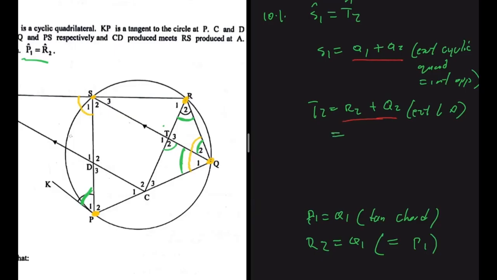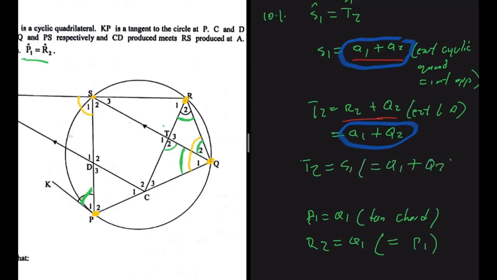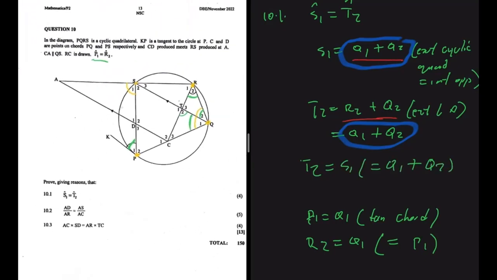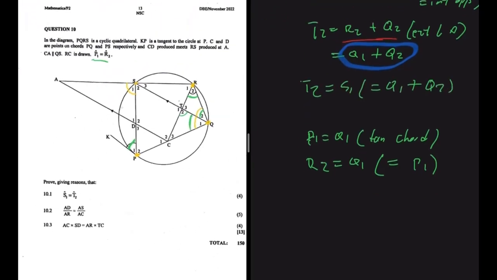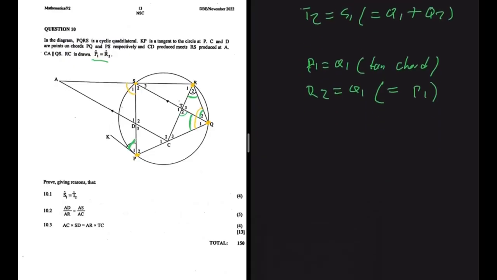So instead of R2 plus Q2, we can say Q1 plus Q2, right? So now it will be easy to see here that S1 is Q1 plus Q2 and T2 is Q1 plus Q2. So we have proved that T2 is equal to S1 since they are both equal to Q1 plus Q2. And yeah, you get your 4 marks. And now let's move to 10.2.